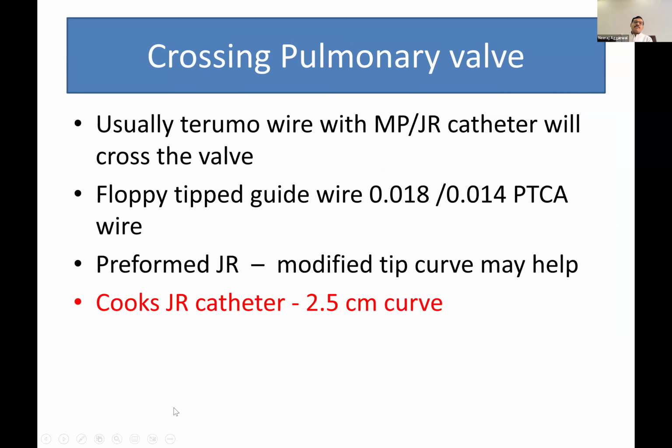Now, crossing the pulmonary valve, normally you can use a Terumo wire with an MPA or GR catheter. Floppy tip guide wires can be used, PTCA wires. Normally we use PTCA wires. The important part is Cook's GR catheter. The curve is important because the curve is acute here, so a straight curve catheter will not help you. You need a good catheter, and I have found Cook's GR 2.5 centimeter curve is a very good catheter to point towards the pulmonary valve. This is one of the tips which we share in our group.